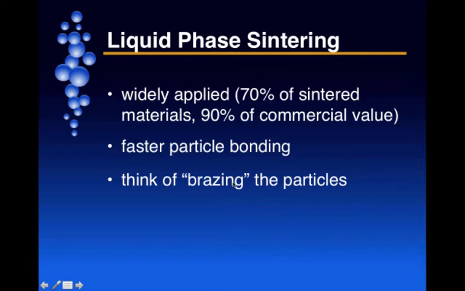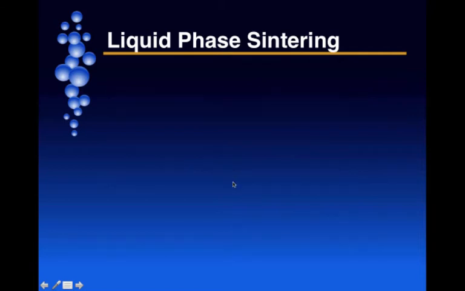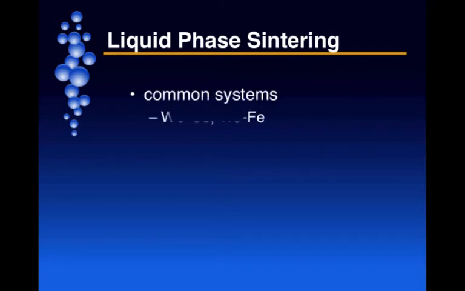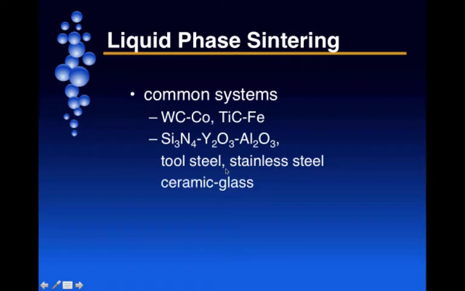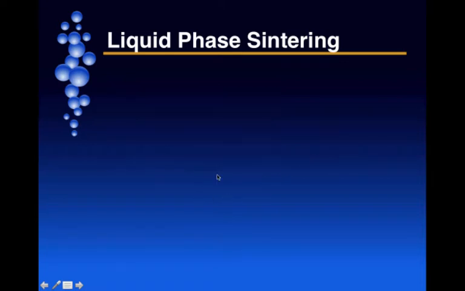It's sort of like welding or brazing the particles together, okay, by the presence of a lower melting material that can dissolve some of the material and pull them to the solid material and facilitate mass transport. Right? Some of the common systems are tungsten carbide, cobalt, titanium carbide with iron, right? Silicon nitride in the presence of yttria and alumina. A lot of the tool steels and stainless steels can be liquid phase sintered as well. Right? A lot of ceramic glasses are liquid phase sintered.